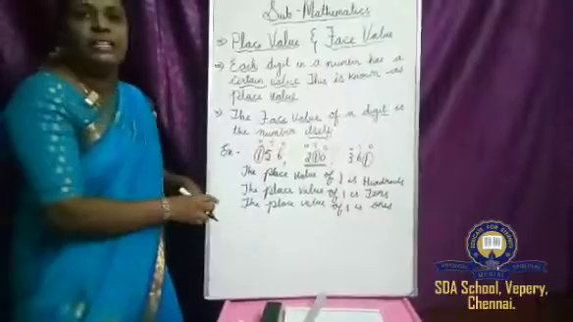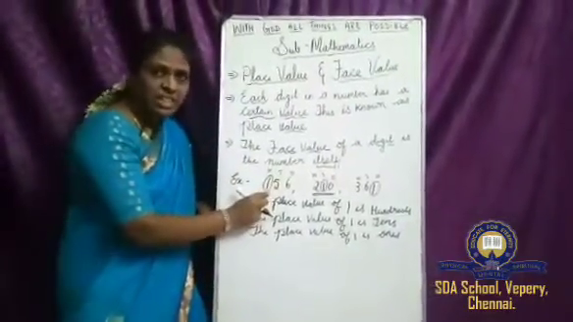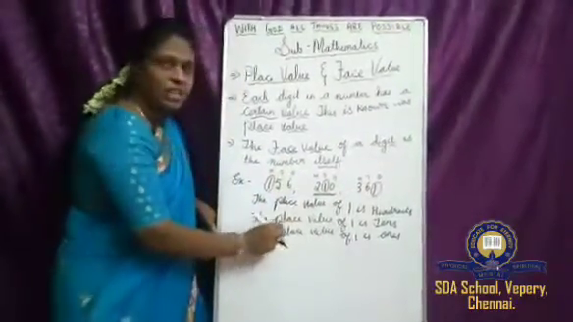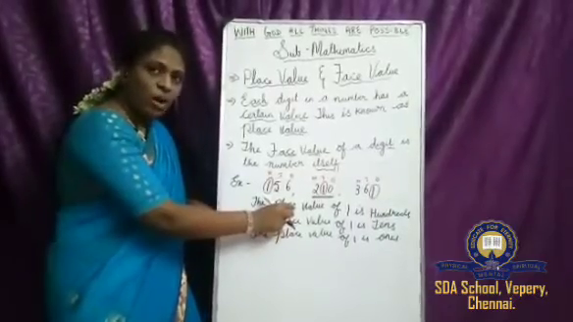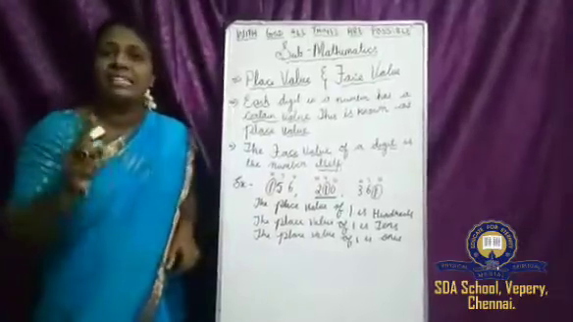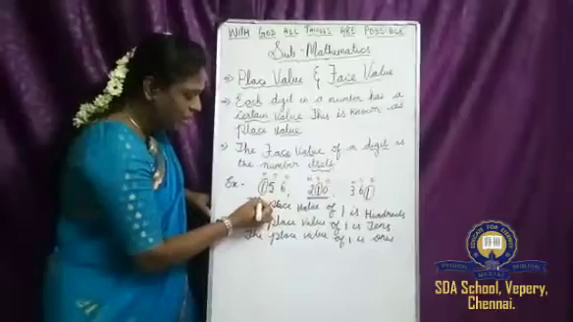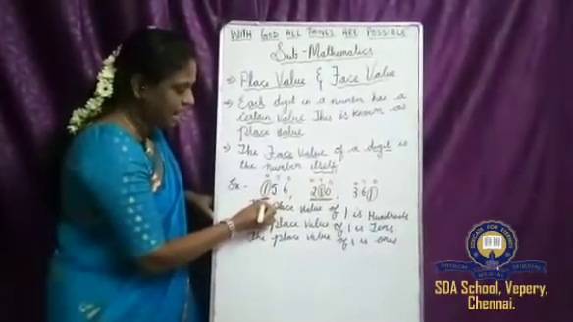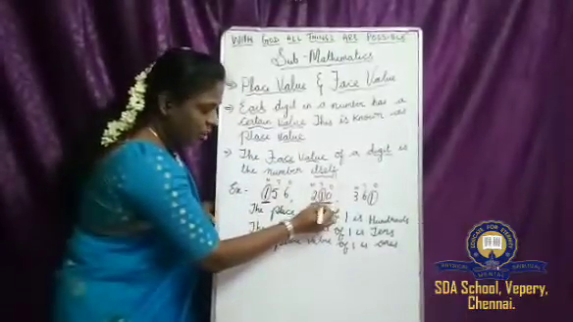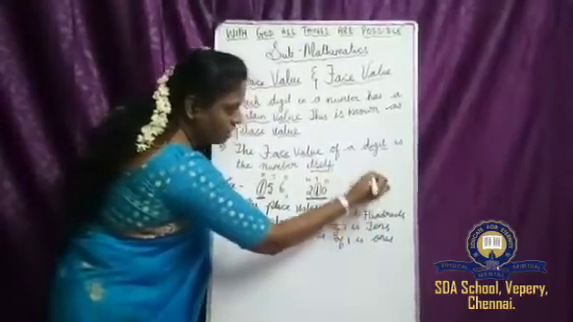So what did you understand by this? The place value of a digit in a number is the value of the digit because of its place. The important thing is we have to see which place they are standing. Here the 1's place is hundreds. Here the 1's place is tens. Here the 1's place is ones.